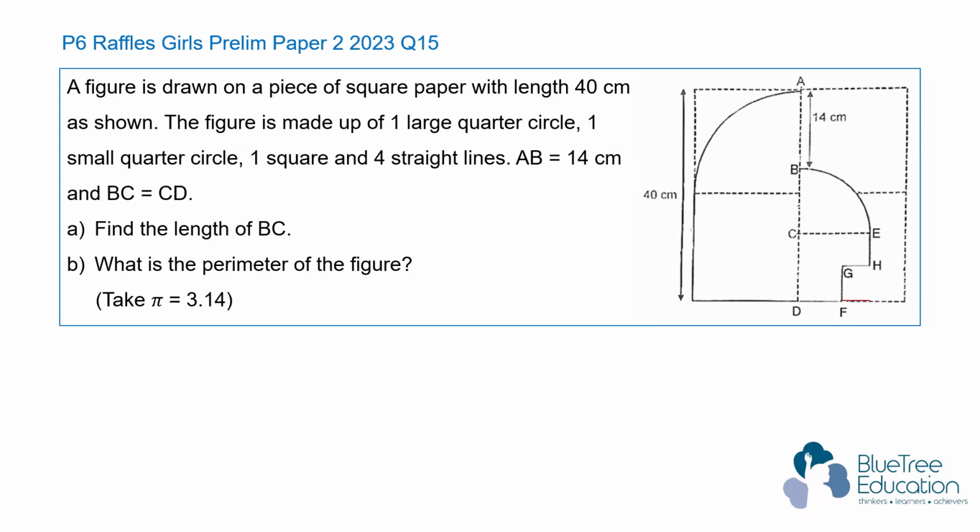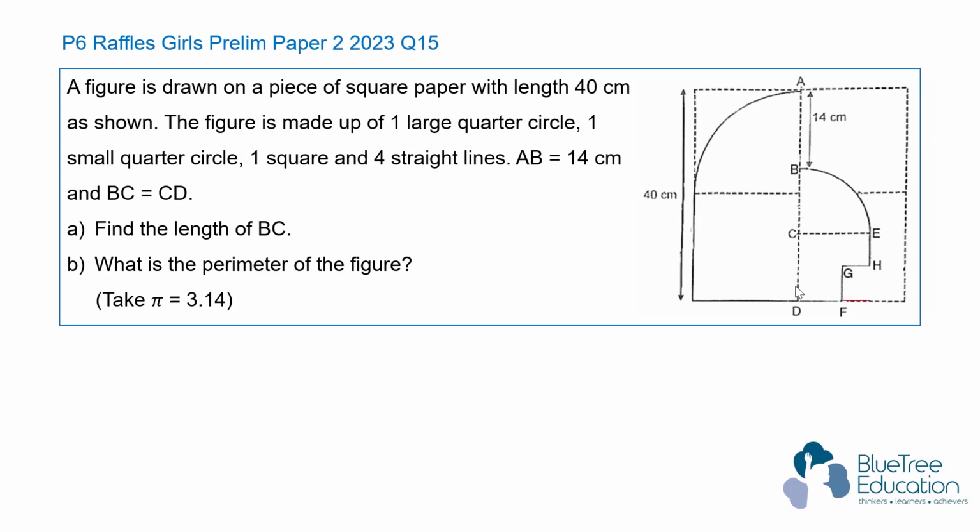A figure is drawn on a piece of square paper with length 40 cm as shown. The figure is made up of one large quarter circle that you can see over here, one small quarter circle over here, a square, and four straight lines, which is DF, FG, GH, and HE. AB is 14 cm and BC is equal to CD.